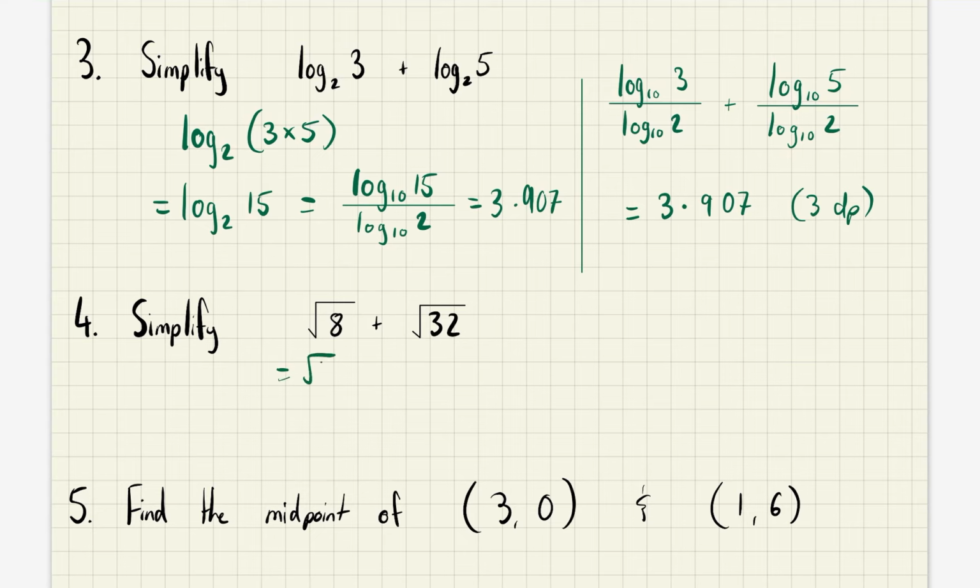So the square root of 8, because it can be divided by 4, we can rewrite as the square root of 4 times the square root of 2, which is the same as root 8. And 32 can be divided by 16, so we get the square root of 16 times the square root of 2. Rewriting that, the square root of 4 is 2, so 2 root 2, and the square root of 16 is 4 root 2. Now we have like terms, 2 root 2 plus 4 root 2, that's just going to be 6 root 2, and we're done. So that's not too bad.